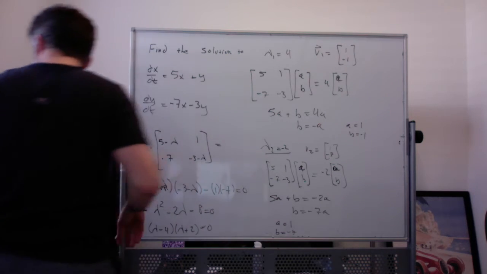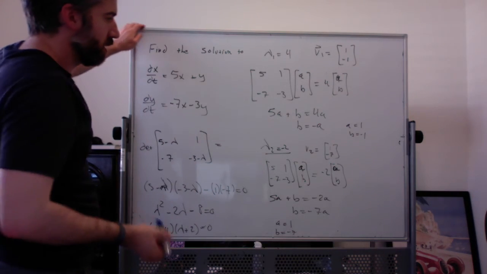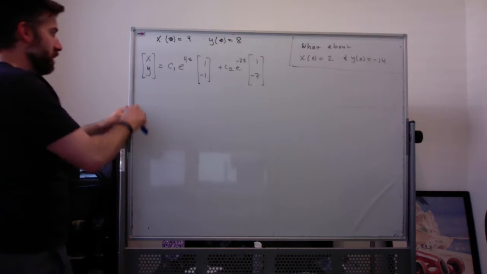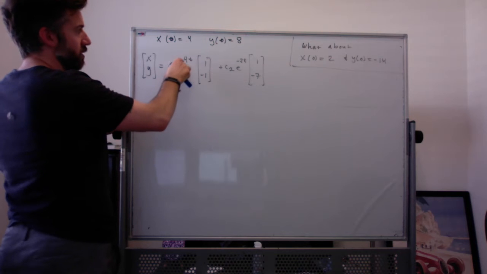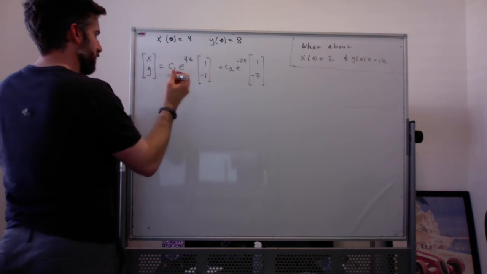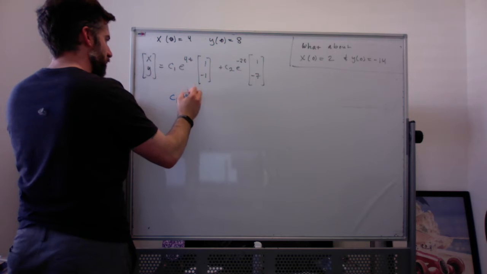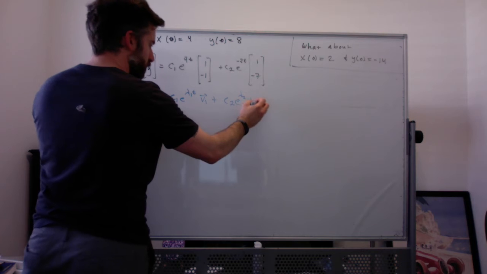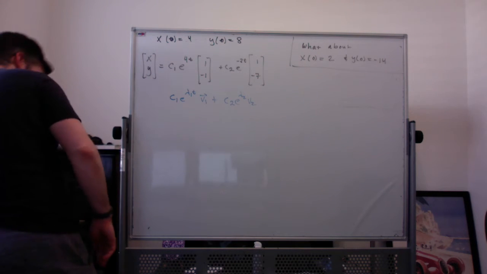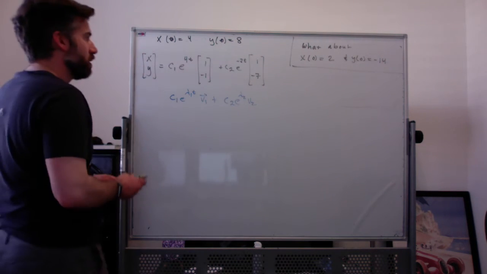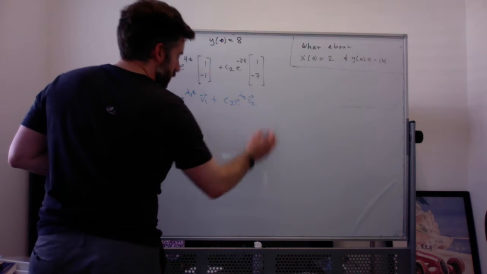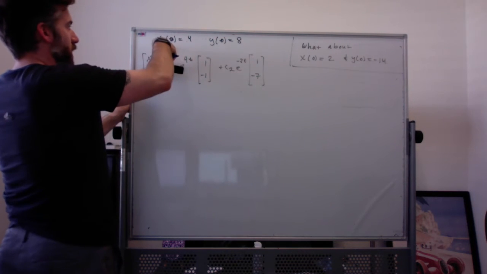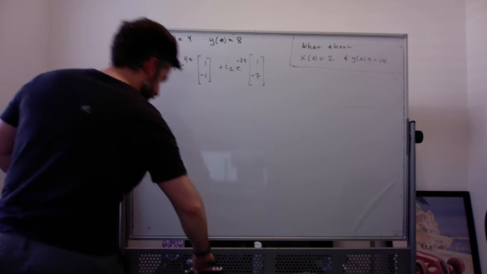Going with our eigenvalues, this pen seems to be dying. So then going to the other side, the general solution is x, y equal to c1 e to the lambda 1 t times v1, that's what this is here, c1 e to the lambda 1 t v1 plus c2 e to the lambda 2 t v2. The only thing we have to do now is find c1 and c2 by plugging in x of 0 equals 4 and y of 0 equals 8.